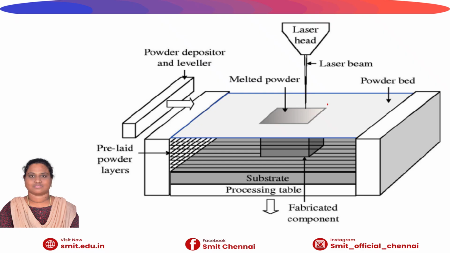After this, the build platform moves downward and a new layer of powder is spread. The laser again melts the required areas. This layer by layer process continues until the entire component is fabricated. The surrounding unmelted powder supports the part during printing, eliminating the need for additional support structures.